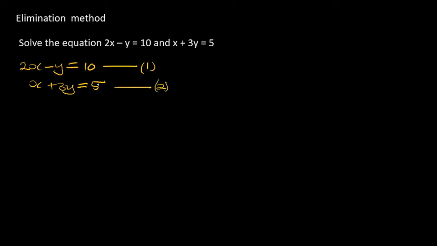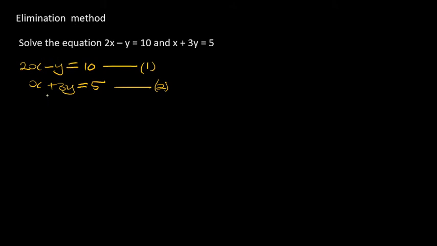Alright, so what do we do if we are talking about the elimination method? The elimination method is a technique which we use to eliminate one of the variables. So if you have a question in this form, you can decide to eliminate the variable x or y. I think we should eliminate y.